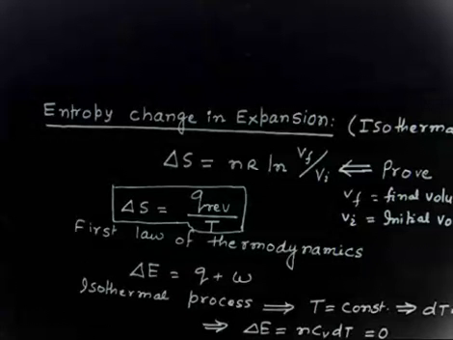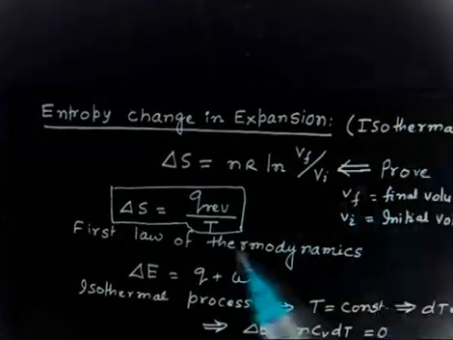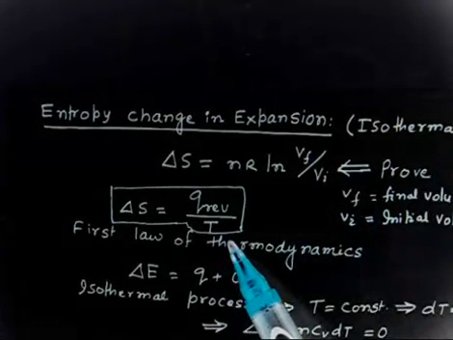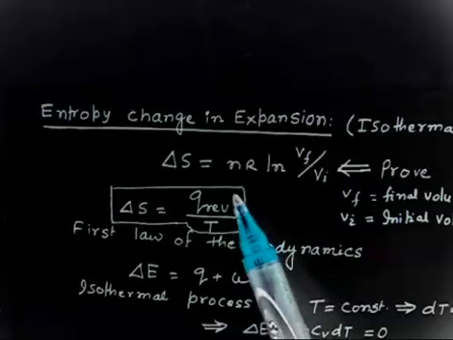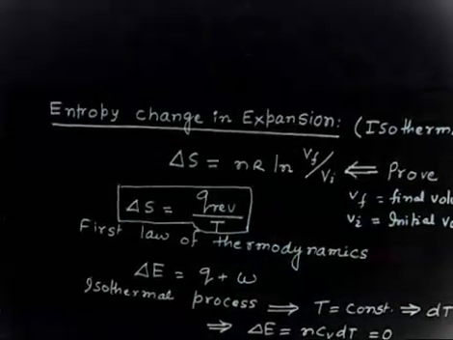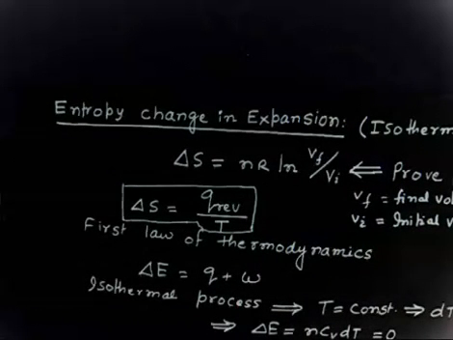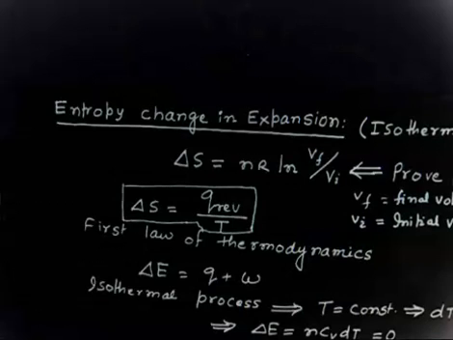Now what is my target? The process is isothermal, so temperature is constant. I have to only find Q reversible. If I am able to find Q reversible, I plug the value of Q reversible here and then I will get the delta S. To find the Q reversible value, I will use the first law of thermodynamics.